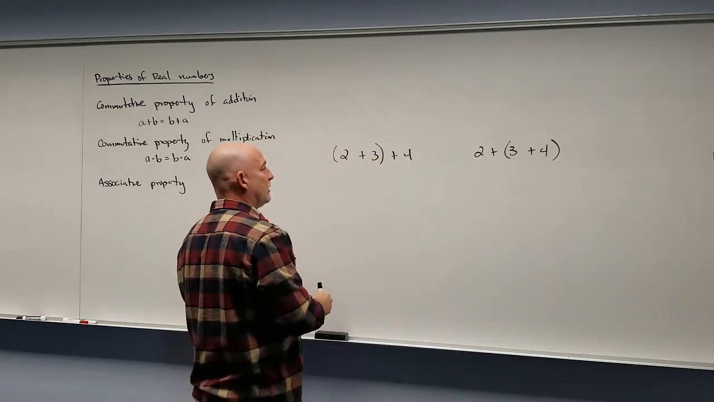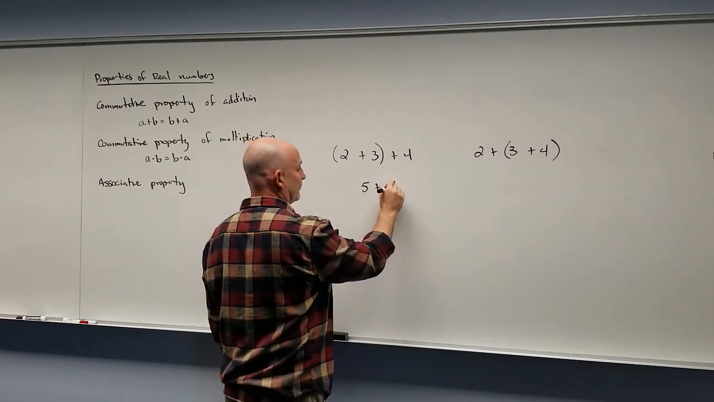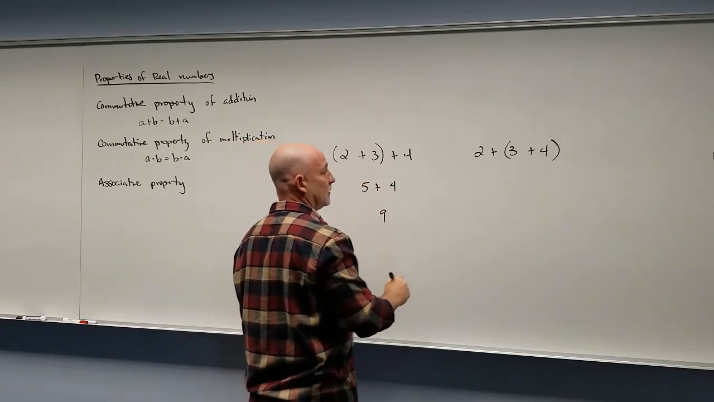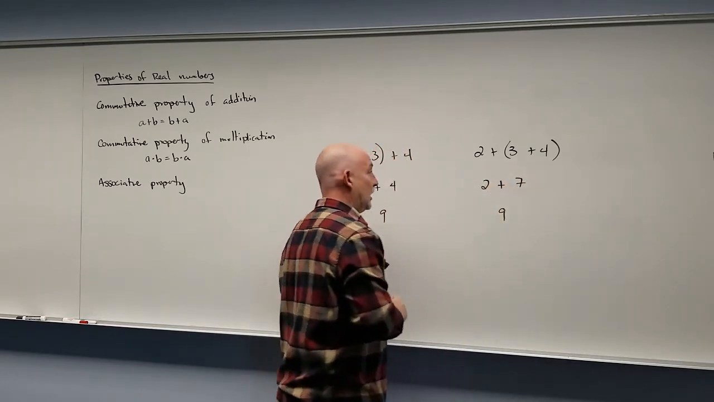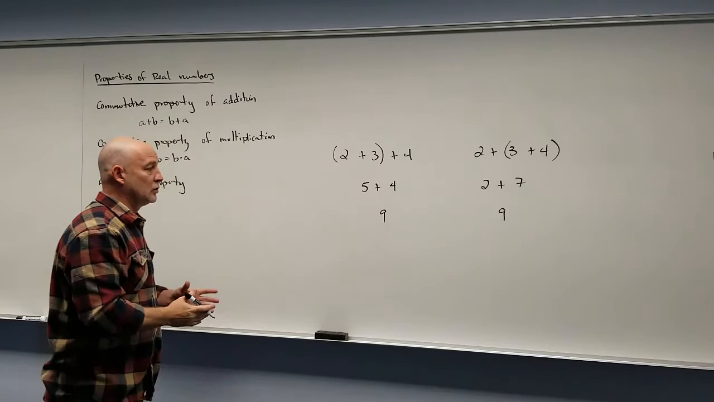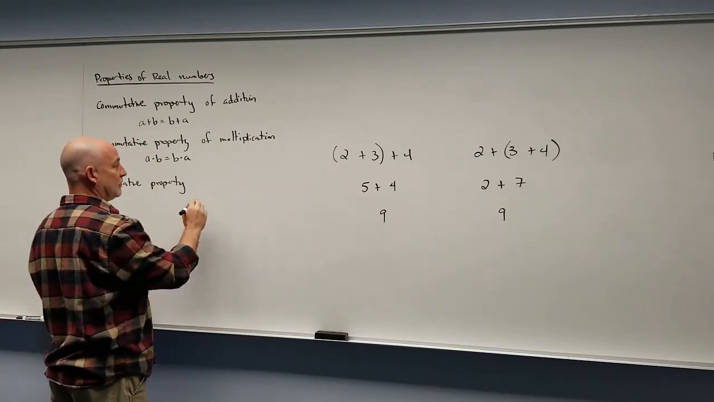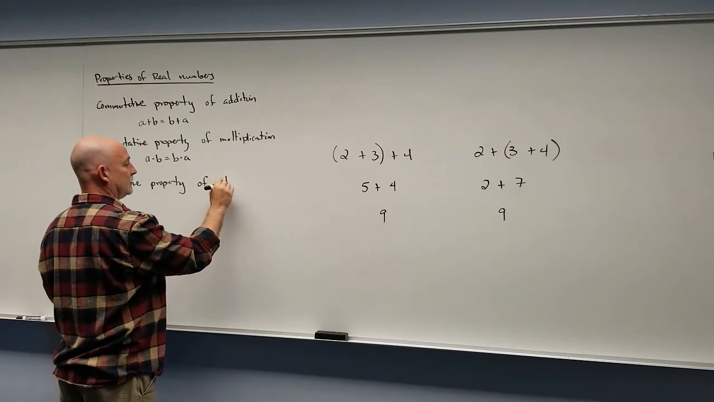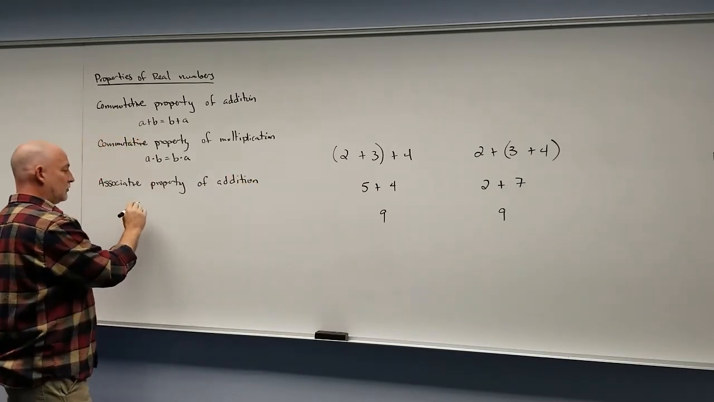Will this change our answer? Let's see, 2 plus 3 is 5, plus 4 is 9. Over here, 3 plus 4 is 7, plus 2 is 9. Now notice it didn't matter which order that we associated these things together. So since that operation that we were using there, that's the associative property of addition.